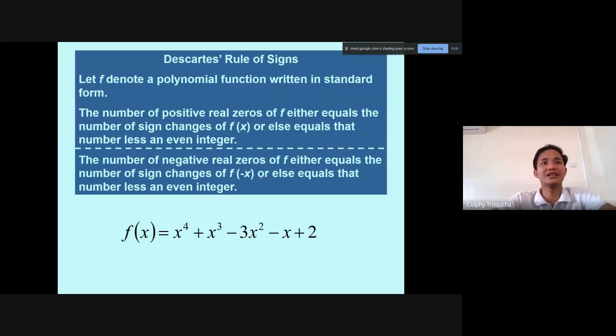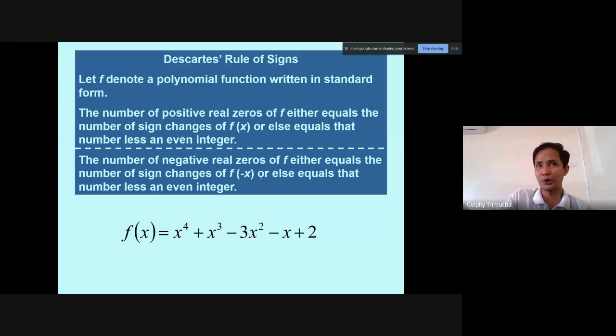So we have, let f denote a polynomial function written in standard form. The number of positive real zeros of f either equals the number of sign changes of f of x or else equals that number less than an even integer. So the number of negative real zeros of f either equals the number of sign changes of f of negative x or else equals that number less than an even integer. So it's a bit confusing, sir.